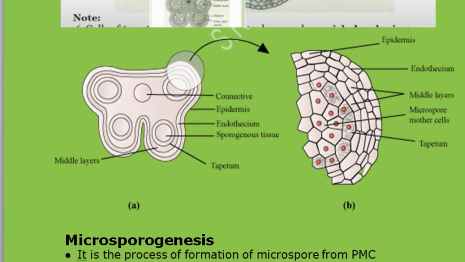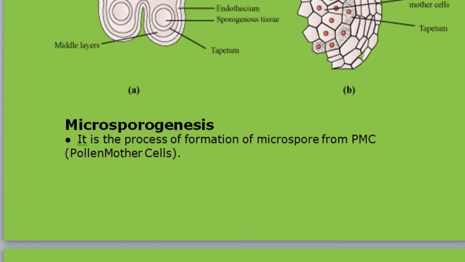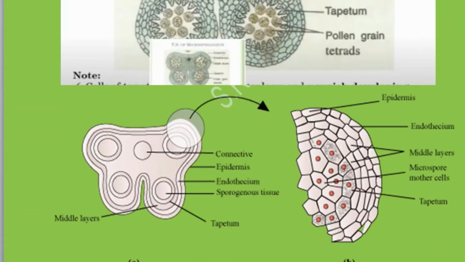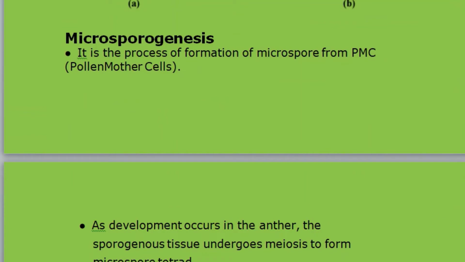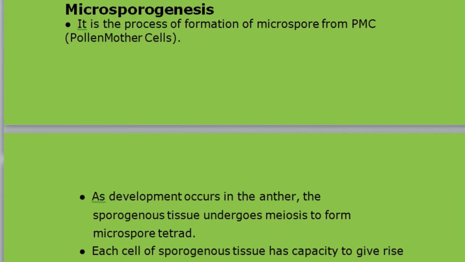Okay. Now the next topic is microsporogenesis. Until now we were talking about the structure of microsporangium. What is the meaning of microsporogenesis? Microsporogenesis means the process of formation of pollen grain or microspore. Genesis means formation. So the process of formation of microspore is called microsporogenesis. Now, how does it occur in the anther? We want to know this.